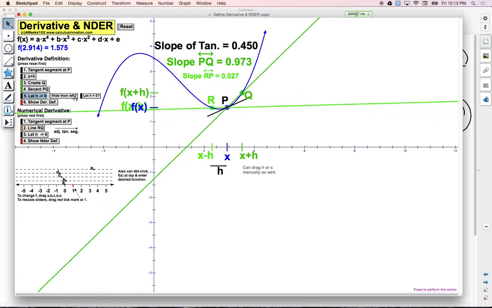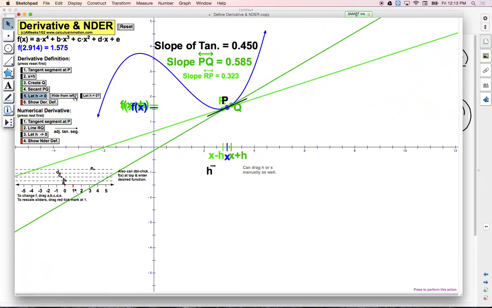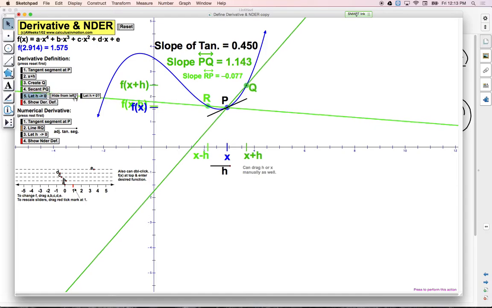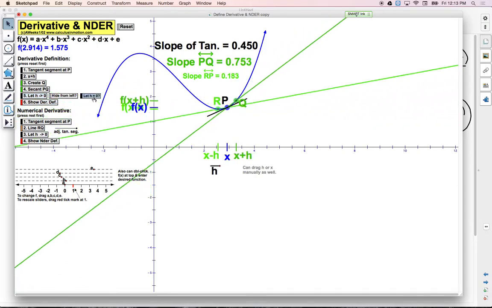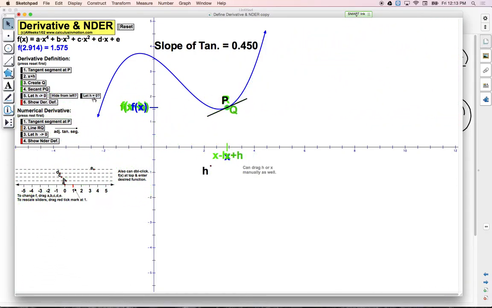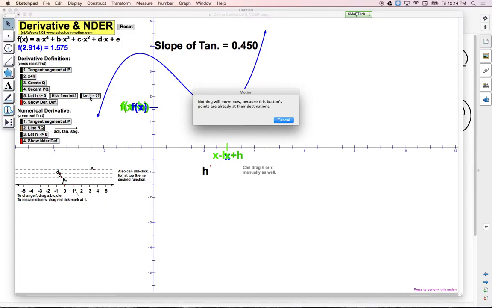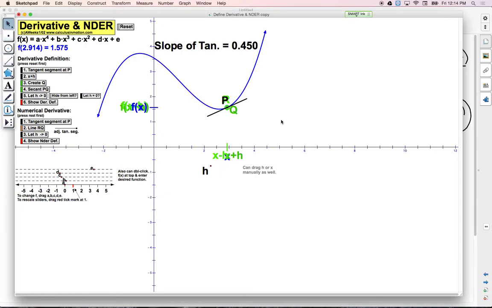Okay. I don't know, one southpaw, I guess. And then h equals 0. Just show you what would happen if you actually let h approach 0. Obviously, there you see that nothing will move because the button's already pushed. Thank you very much.